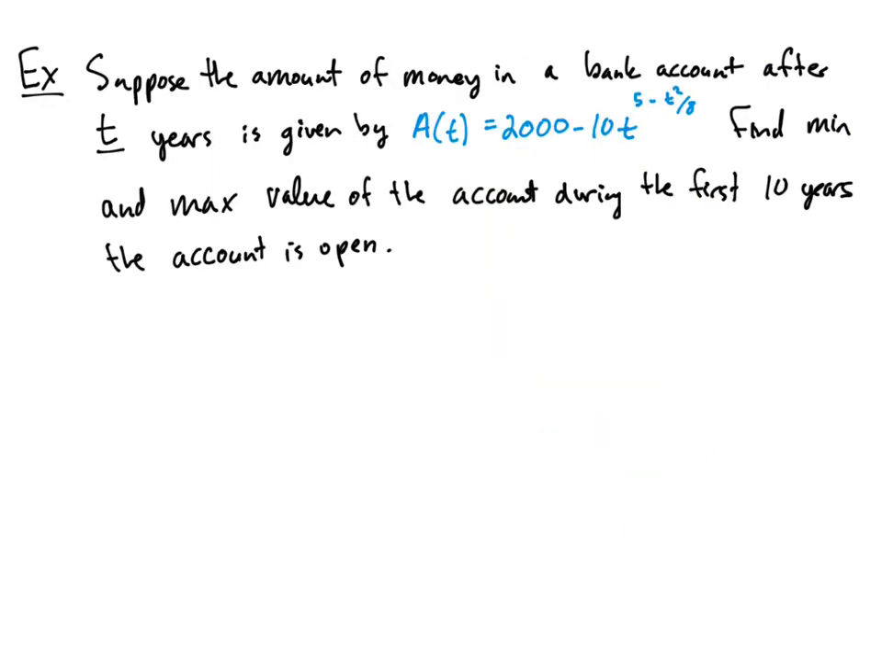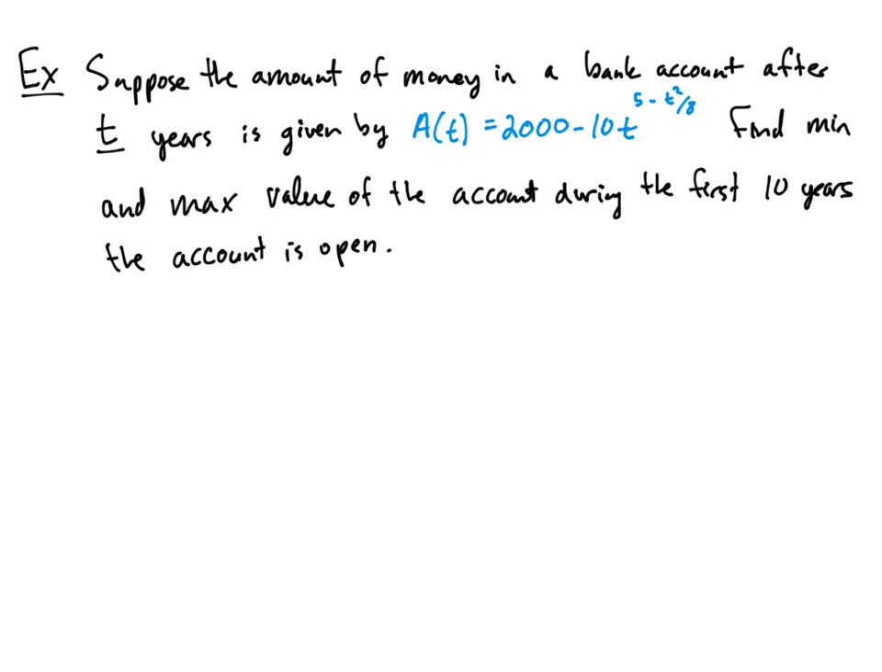All right, we'll wrap the video up with this example. Suppose the amount of money in a bank account after t years is given by the function A(t) = 2,000 minus 10t e raised to the 5 minus t squared over 8. Find the min and max values of the account during the first 10 years the account is open.